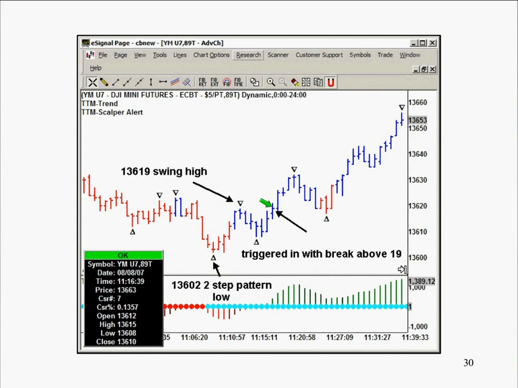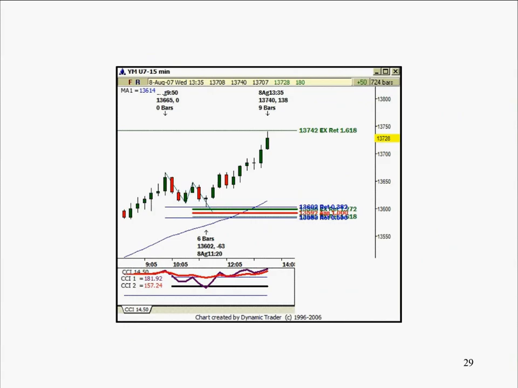In this case it said it triggered with a rally above 19. So let's say you entered at 136.20. It was a 15-minute setup, and actually it was a larger target from a swing in the past, I can tell, but that was a 138-point move from the low.